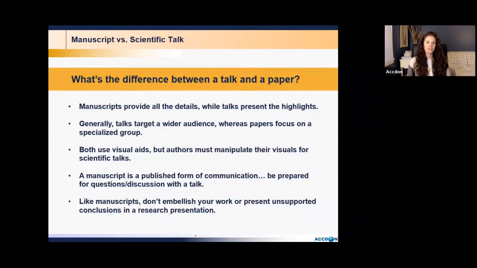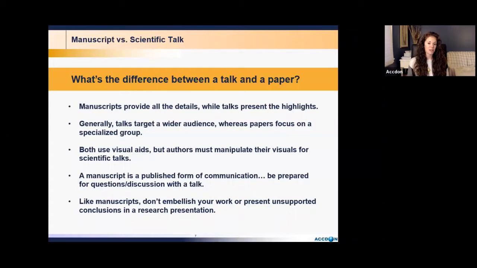A big question is, what's the difference between a talk and a paper? As researchers, we spend a lot of our time developing our manuscripts and working towards getting published, which is a whole different set of general standard instructions about how we can go about being most successful in publishing. But there are a lot of differences between a talk and a paper. You cannot simply cut and paste the abstract of your manuscript onto a slide and call it good.